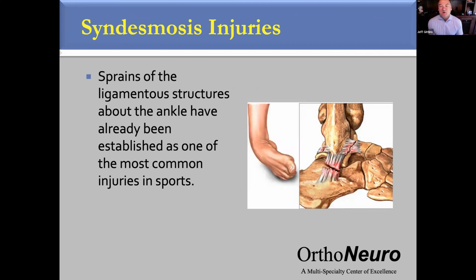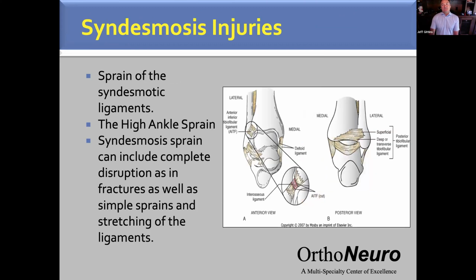When we talk about syndesmosis injuries, it's a sprain of the ligamentous structures about the ankle, which is just above the ankle joint proper, called the syndesmosis. It connects the ankle bone, specifically the fibular bone, to the tibia, just above the ankle joint, and it's called the syndesmosis. Some people will call this the high ankle sprain because it sits just above the ankle. The syndesmosis sprain can include incomplete disruption as well as fractures and simple sprains and stretching of the ligament. It can be complex.